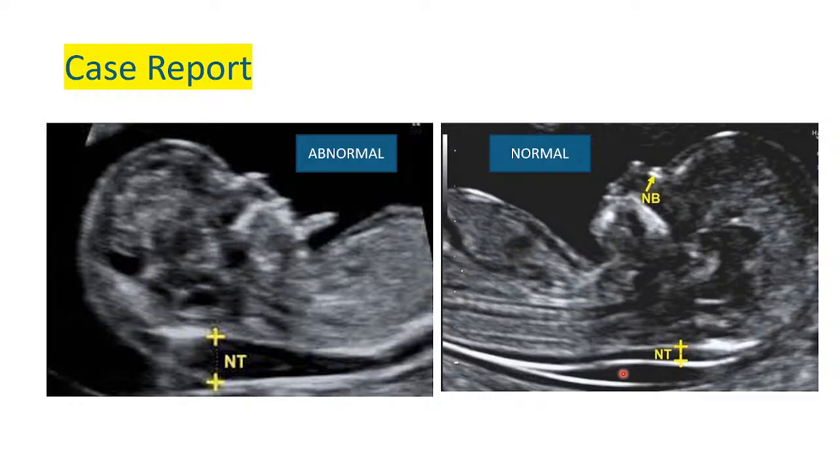Do not confuse the space between the fetal skin and the uterine wall, or the amniotic layer, with the NT. This is not the NT. The NT is this one. That's our NT. So this is an abnormal nuchal translucency. This is what you'll be looking at when you're screening for Down syndrome. Make an effort to get this profile view and then measure the NT and also check on the nasal bone.